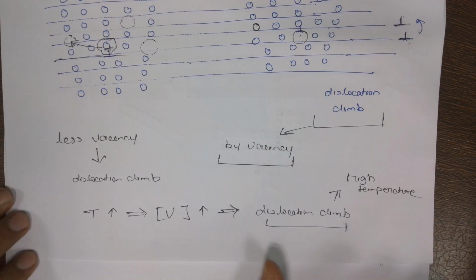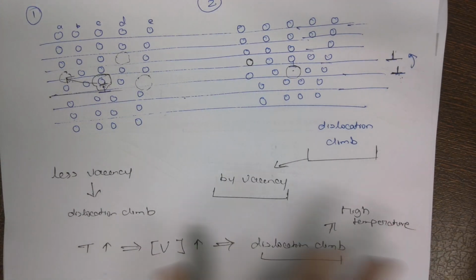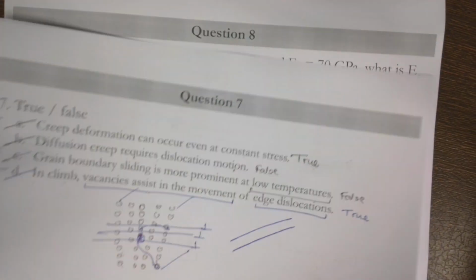Okay, is it clear now, Omkar and Gitu? Yes, sir. Okay, great. Okay, so we have completed this question number 7.